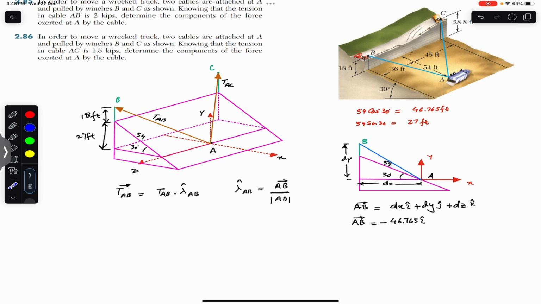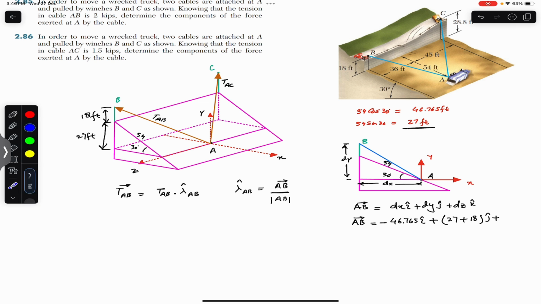Now the separation between point A and B along the y-axis is this dy. In order to reach point B from A, we need to travel in the positive y direction. Or we can say that first we need to travel in the negative x, and then we need to travel in the positive y, like this. So this is plus dy: 27 feet, which is 54 sine of 30, plus 18 feet. So we will write 27 plus 18, and this is in the j direction, plus dz.